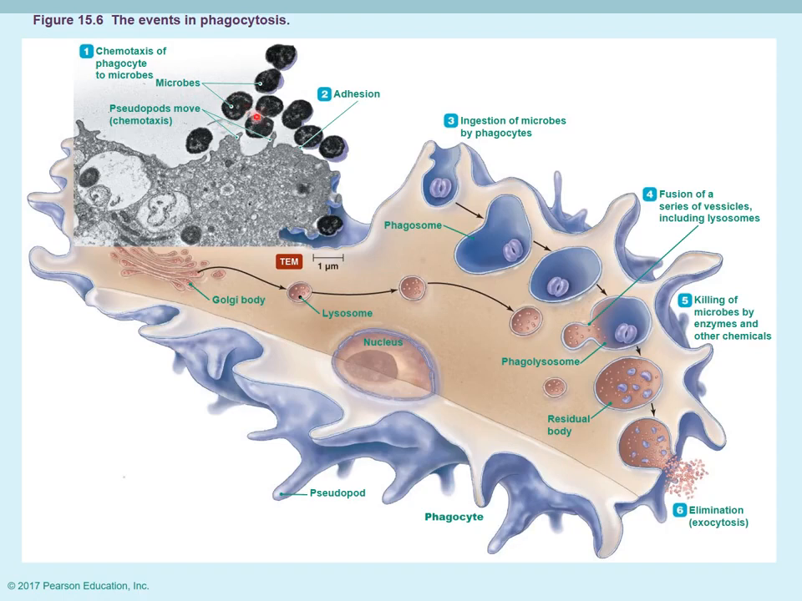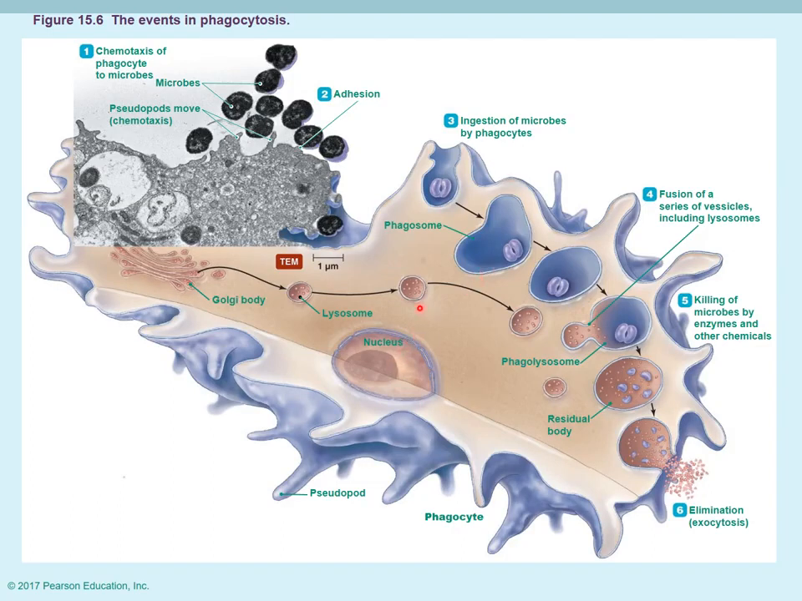Oftentimes there are going to be receptor sites on the surface of the phagocyte where the microorganisms basically adhere or get stuck to the surface. Then it's going to ingest it. It's going to wrap around it and engulf it. Now, once it's inside, it's kind of like, okay, I got you inside now.